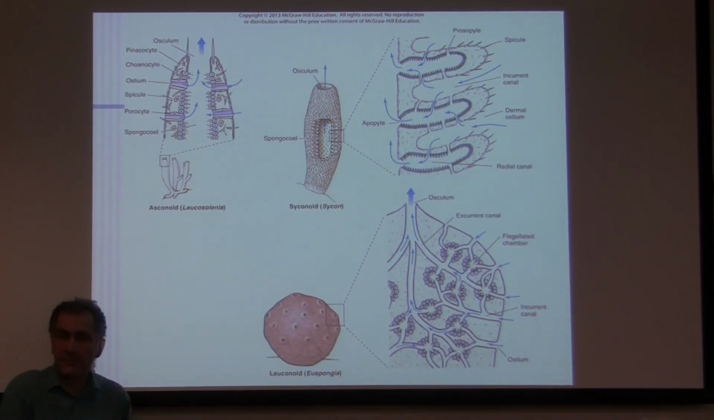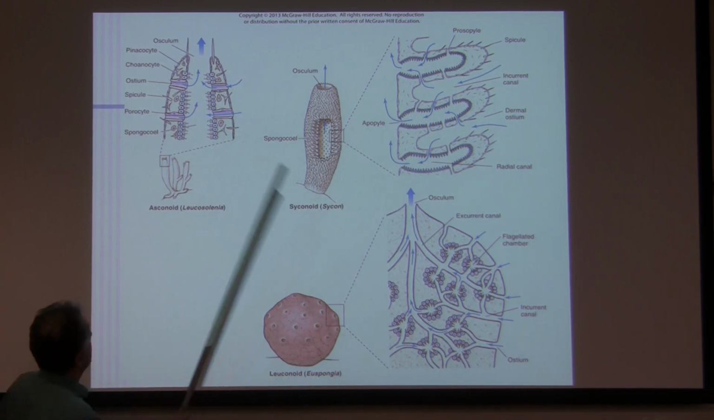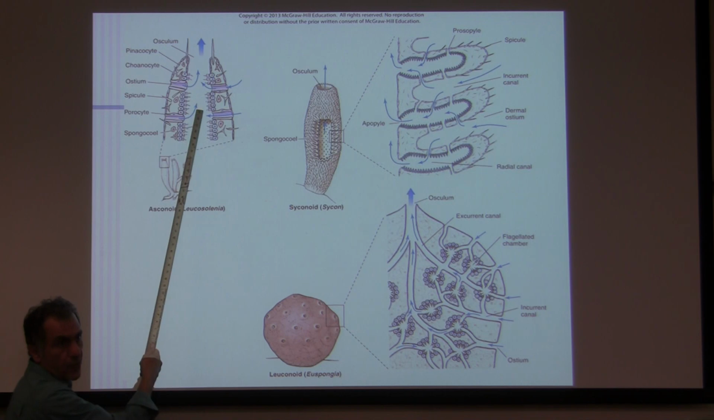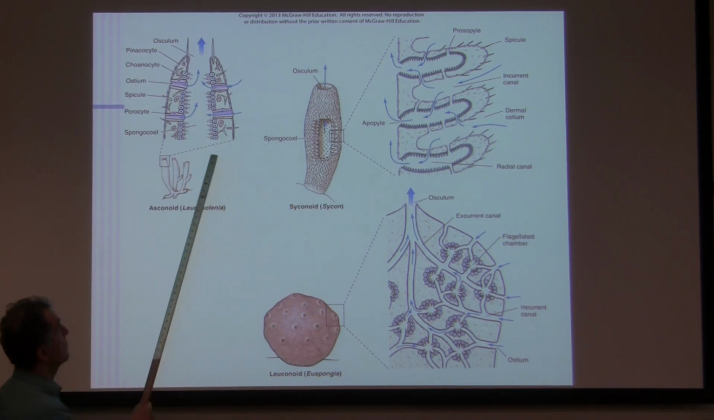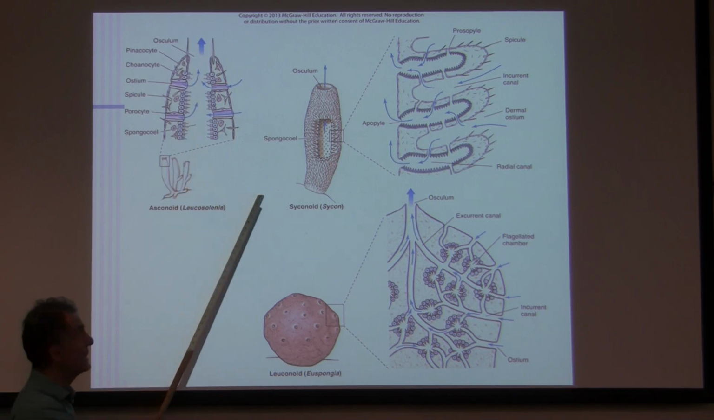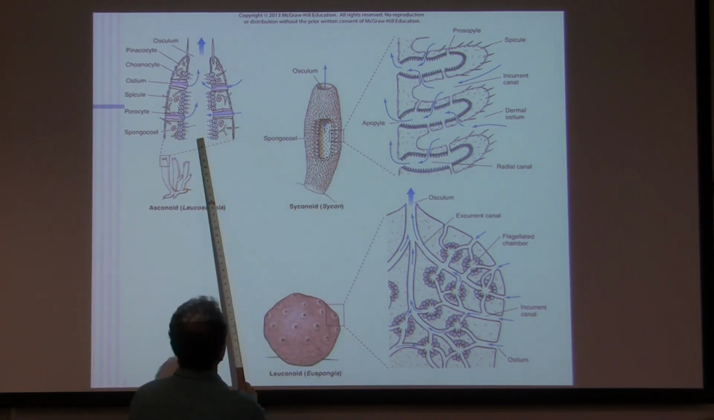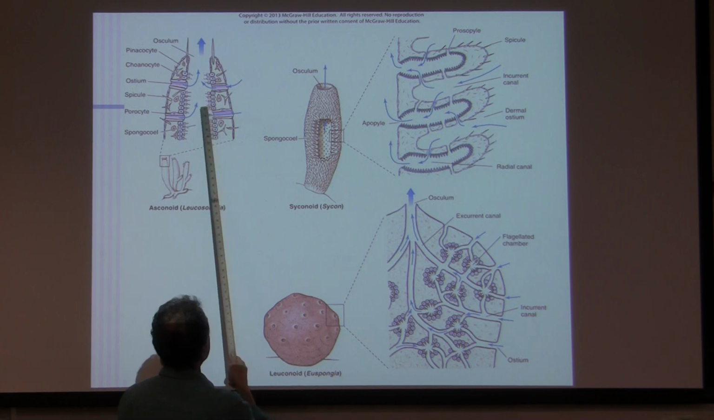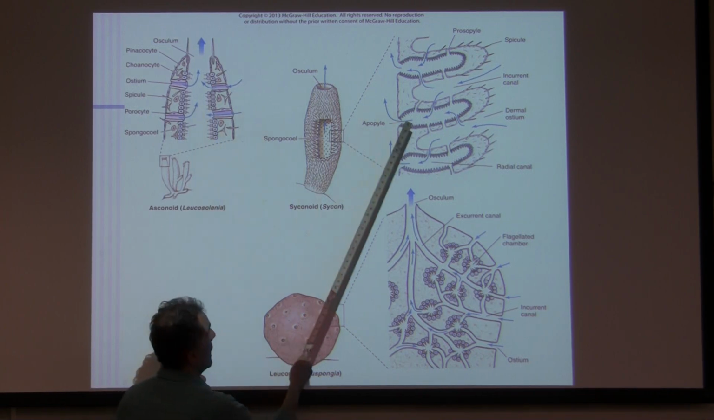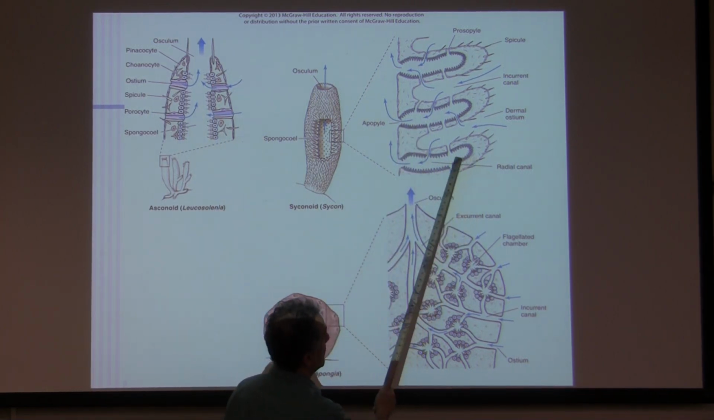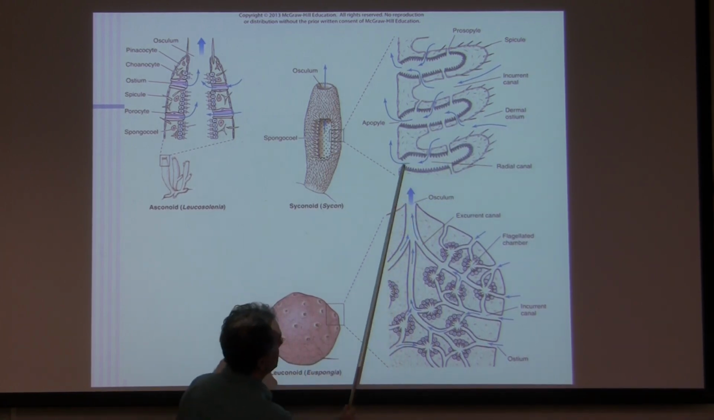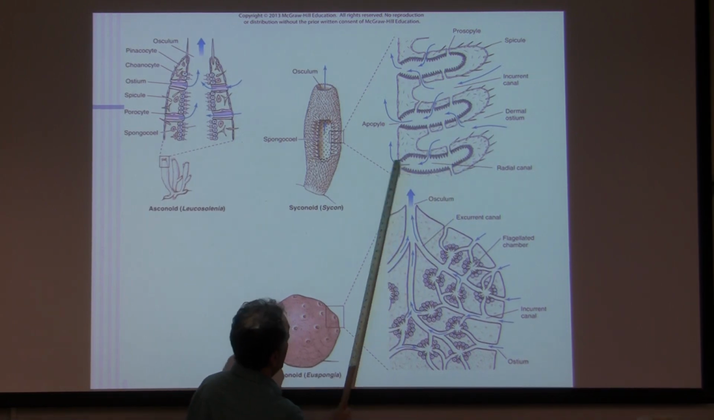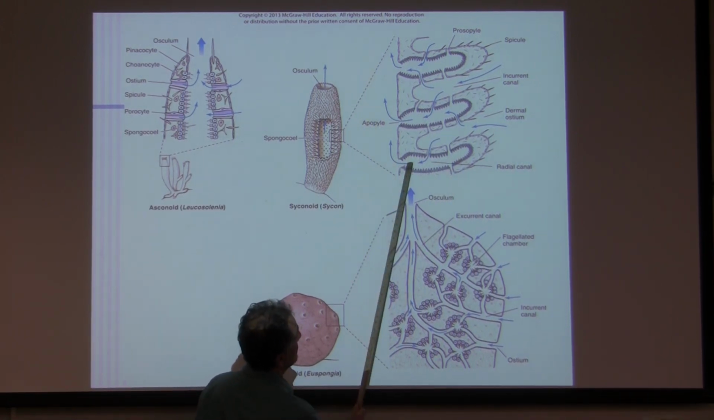Coel in your prefixes and suffixes means what? Yeah, space right here. You have space. Spongocoel. So they picked the right name for it. Coel, space. So that space is called spongocoel. And they push the water out here, the choanocytes are lined up in the radial canal. I hope I'm making some sense. And of course, the opening between radial canal and spongocoel is called apopyle.